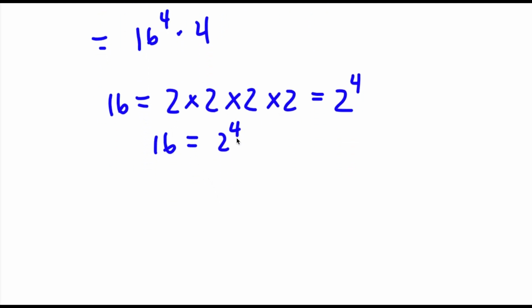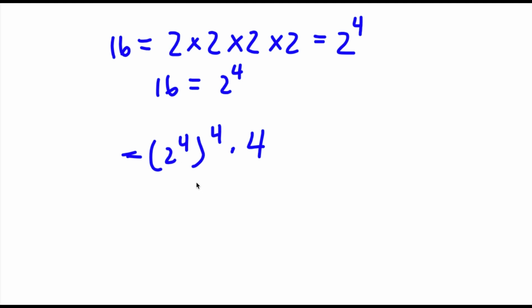So now, if I substitute in 2 to the power of 4 for 16 in this problem, I get 2 to the power of 4 to the power of 4 times 4. Now, if I have something in the form a to the power of m to the power of n, this is equal to a to the power of m times n.